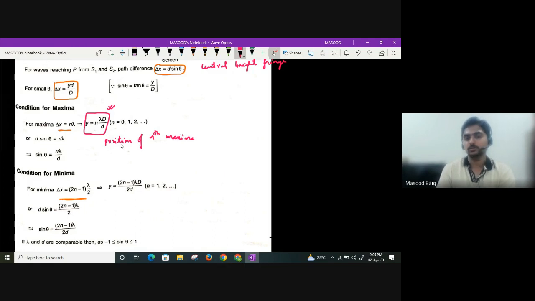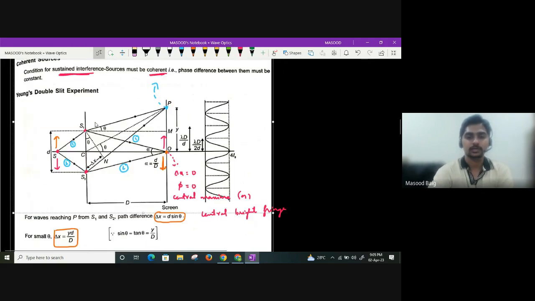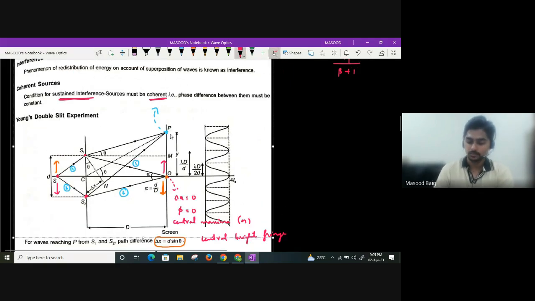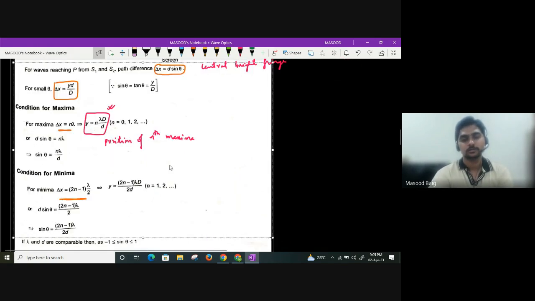Substitute n is equal to 0. What will you get as the y value? Come back to the diagram. If the y value is 0, what will happen to point P? Will it come and coincide with point O or not? Point O is nothing but your central maxima or central bright fringe. Clear, all of you? Yes or no?